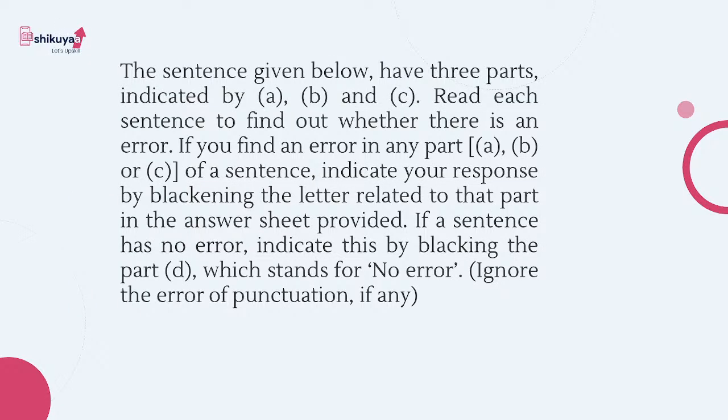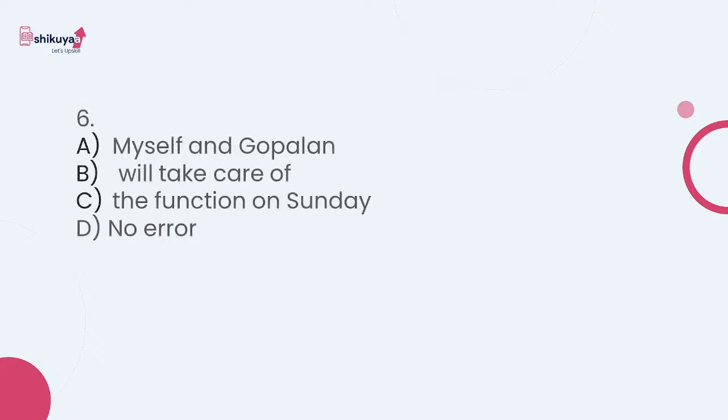So understand first what will be the type of this question. The sentences given below have three parts indicated by A, B and C. Read each sentence to find out whether there is an error. If you find an error in any part A, B or C of a sentence, indicate your response by blackening the letter related to that part in the answer sheet provided. If a sentence has no error, indicate this by blackening the part D, which stands for no error. Okay, students, so let's go for the question first.